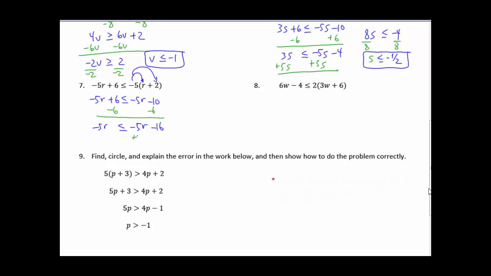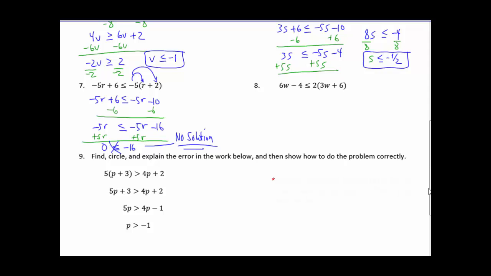Let's add the opposite for the 5r. What happens? We get 0 because the r's cancel. So 5 minus 5 is 0. So is 0 less than or equal to negative 16? And the answer is no. Since this is no, we now have a no solution problem.